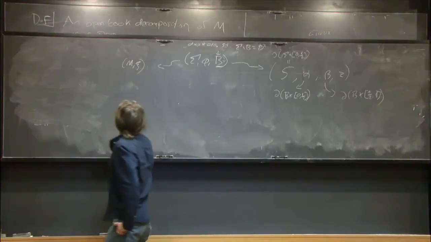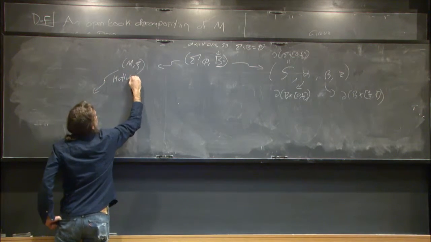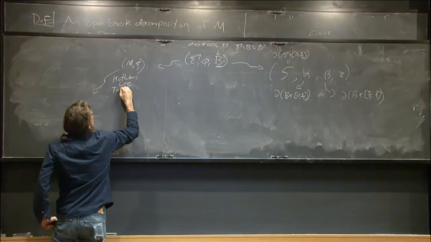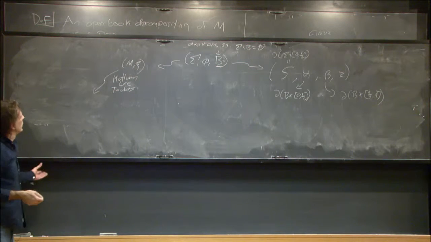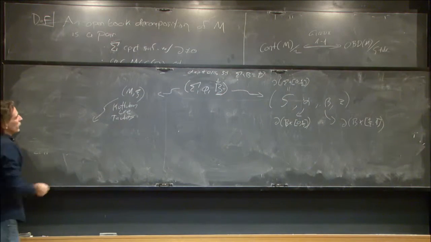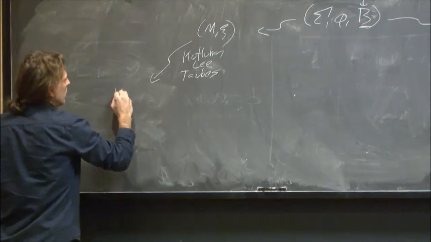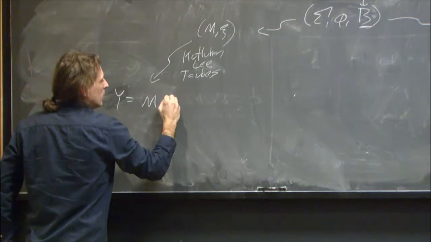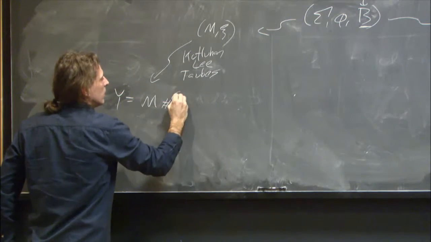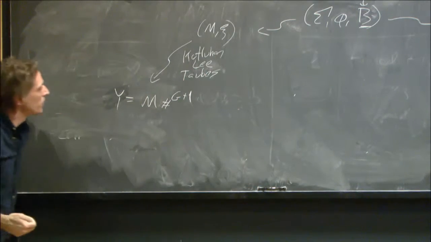Now, on the other side of things, we have this construction due to Hutchings and Taubes, the setting of this isomorphism I had written up earlier between Seiberg-Witten Floer homology and Heegaard Floer, in which they use a Morse function adapted to this Heegaard splitting to build up a manifold Y, which is just topologically the connect sum of G plus 1, where G is the genus of the surface here.